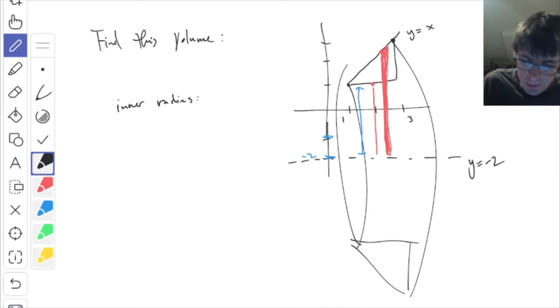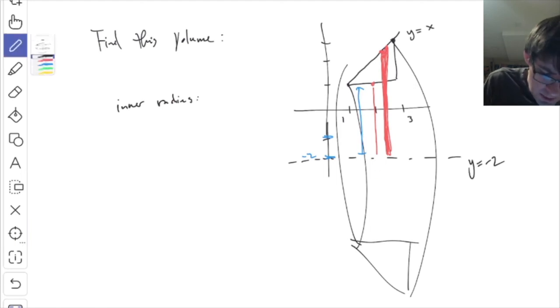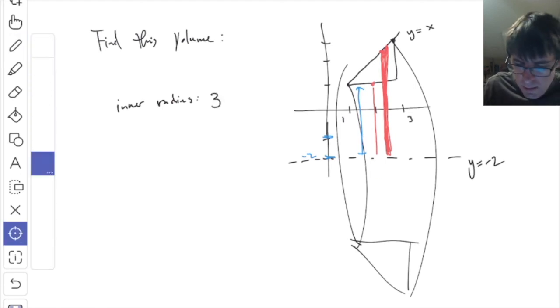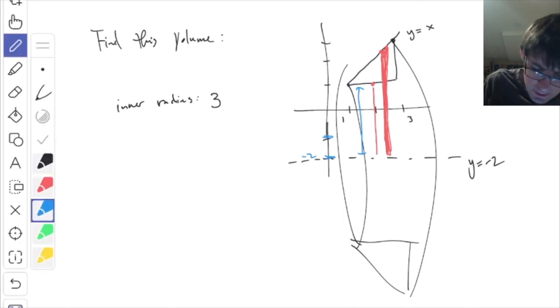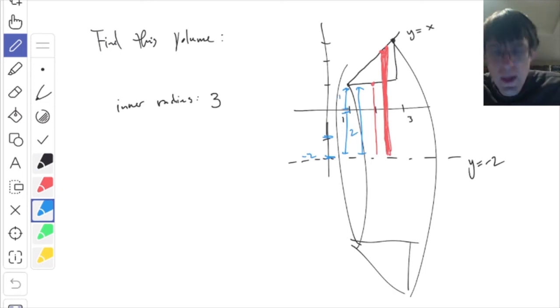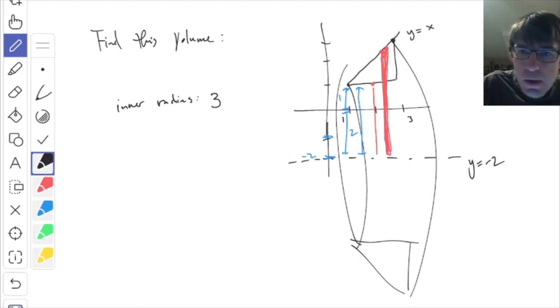So in this example, I think it's not so hard to say the inner radius. That's this blue line over here. It is 3 in this case. That's because the rotation axis is down here at -2. And then you need to go up. So this little distance here, if you were to break it down, is 2. And then you go up 1 more, and so you get 3 for the inner radius. All right. How about the outer? Any question about that? It's 3.